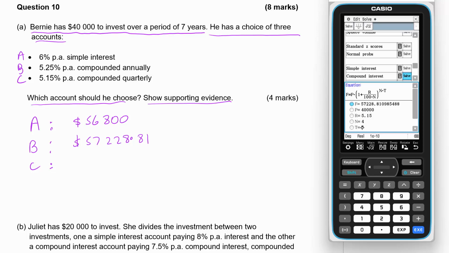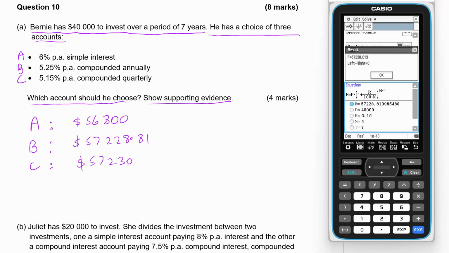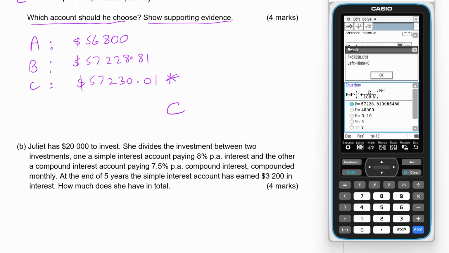And then for C, I need to change the rate to 5.15 and the N to 4 because it's compounded quarterly, so 4 times a year. And that gives me 57,230 and 1 cent. And so this one is the best, so he should use account C.